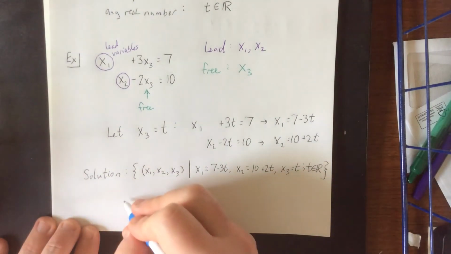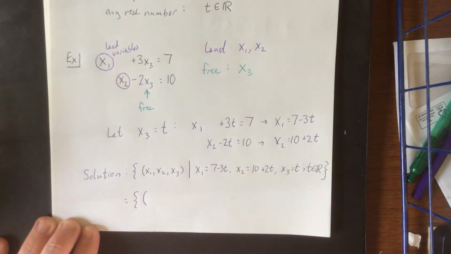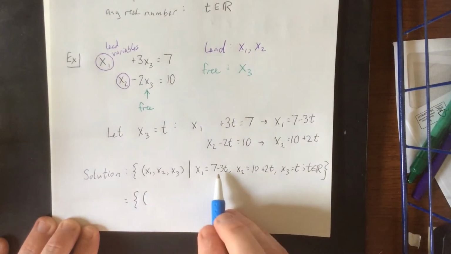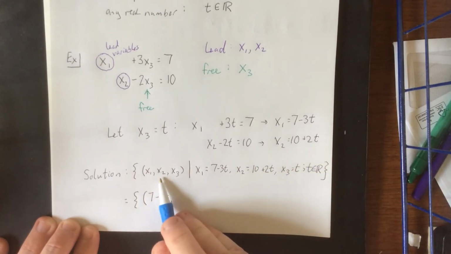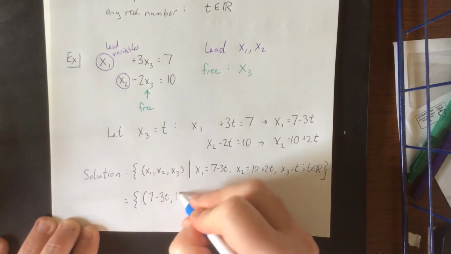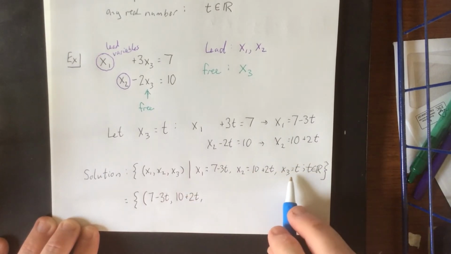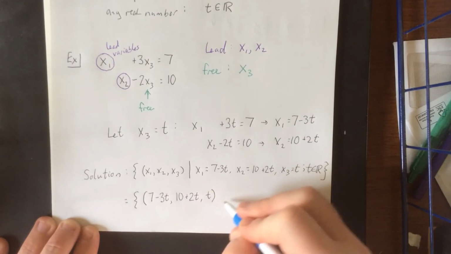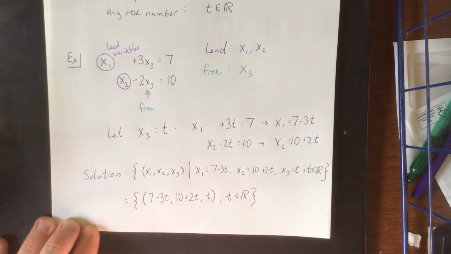The other possibility, of course, would be to cut out the middleman and just go straight into an ordered triple, where instead of calling it x1, we'll just say that it's equal to 7 minus 3t. Instead of calling it x2, we'll just call it 10 plus 2t. And instead of calling it x3, we'll just call it t, where again, t is an element of the set of real numbers. If I had to give a preference to one of these, I would probably say the bottom one, just because it's shorter and more concise.